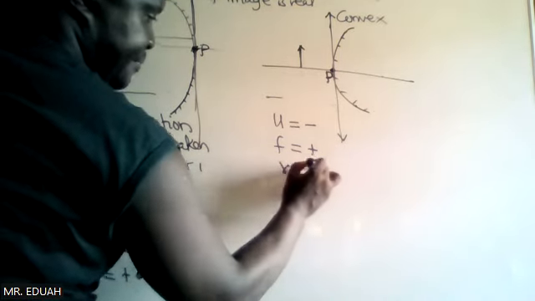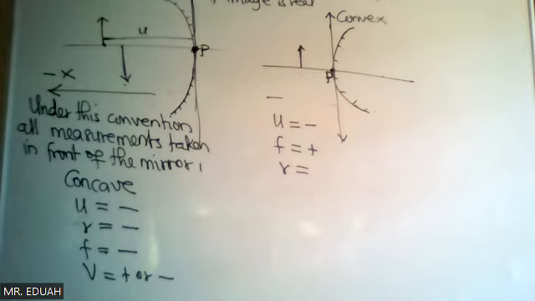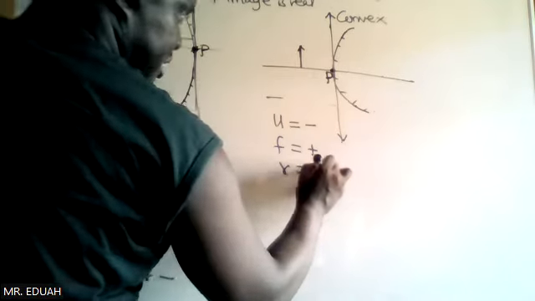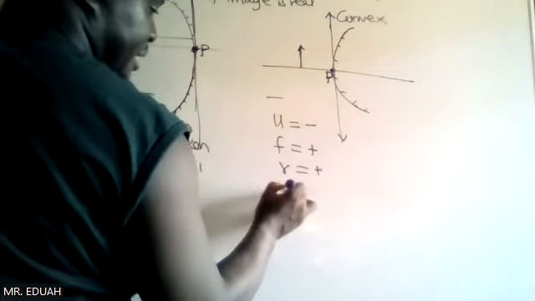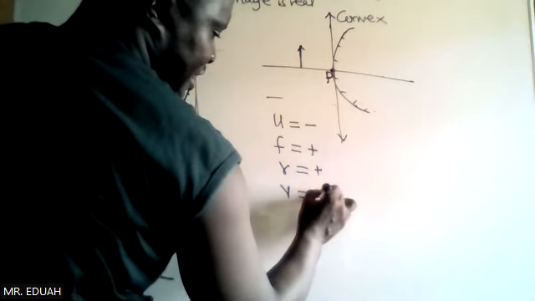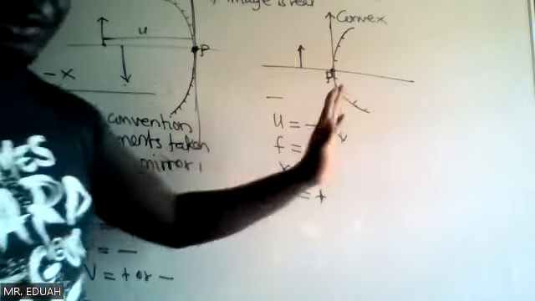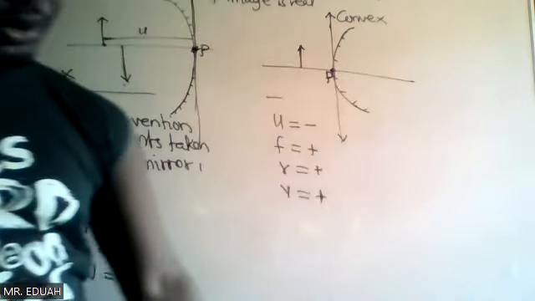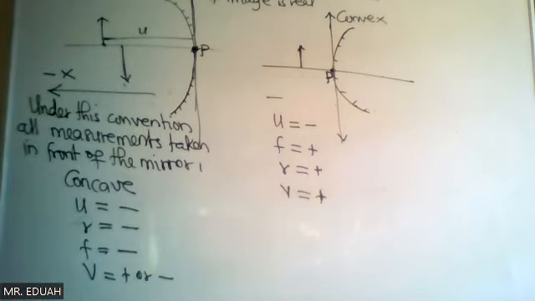What about R? R will also be positive because it is also virtual, behind the mirror. Then V. Will it be positive or negative? Positive. V would be positive because it forms a virtual image all the time, and the virtual image is always behind the mirror. So these are what go into the new Cartesian convention.